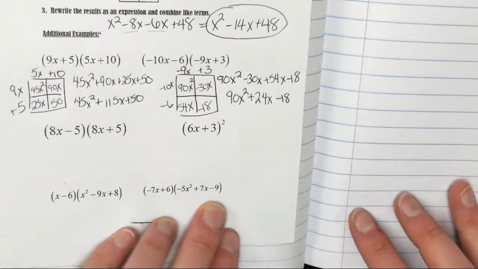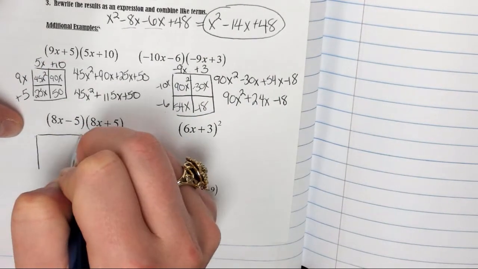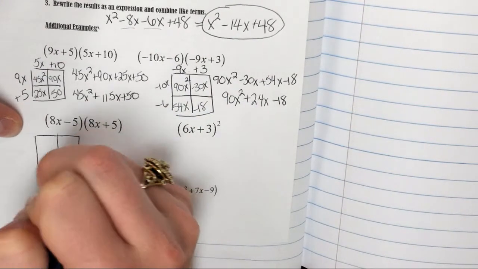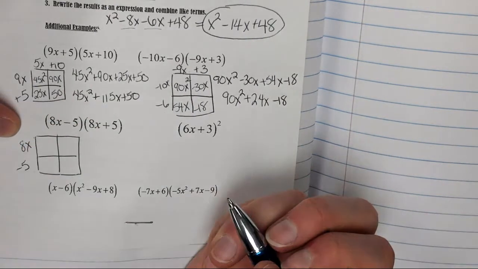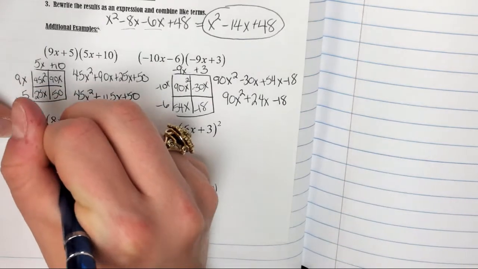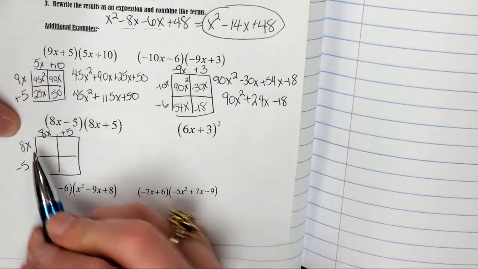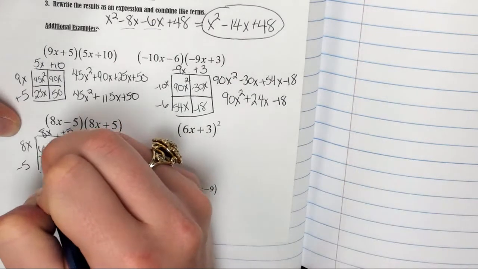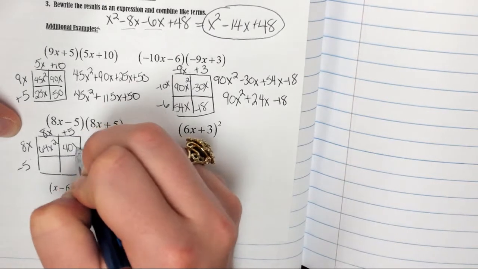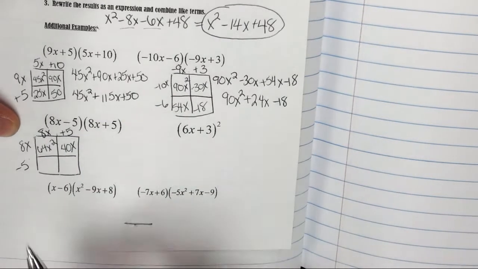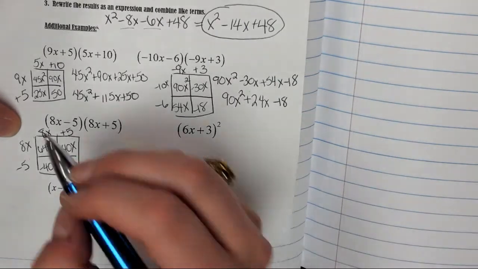Okay, a couple more. Same idea here. Start with the box. And I have 8x minus 5 and 8x plus 5. 8x times 8x is 64x squared. 8 times 5 is 40x. 8x times negative 5 is negative 40x. And 5 times negative 5 is negative 25.